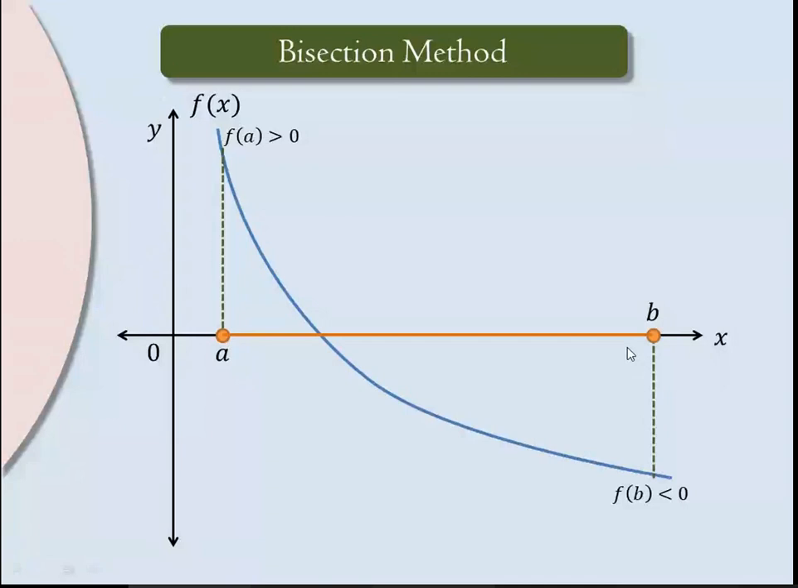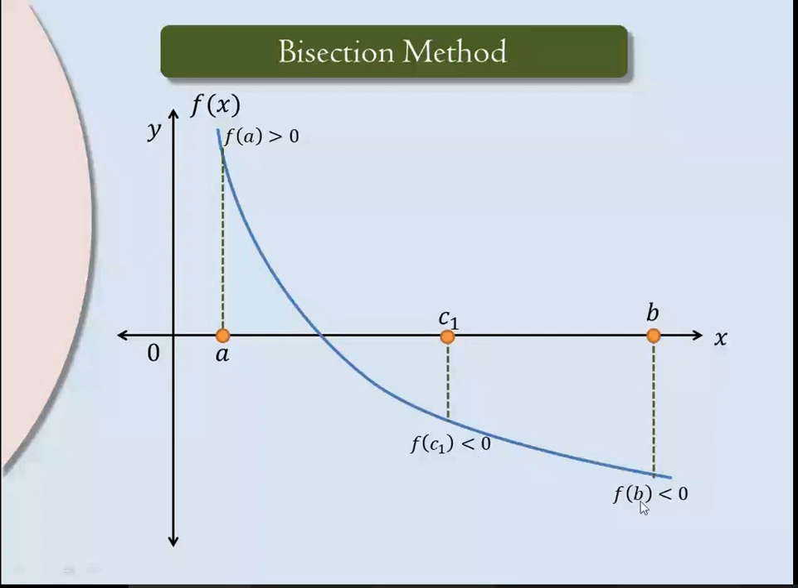So the initial interval will be a to b. Then take the midpoint of a and b. Suppose that is c1. Then find the value of f at this midpoint. Then check whether the product of this with this is positive or negative, or you can say which functions have opposite signs.